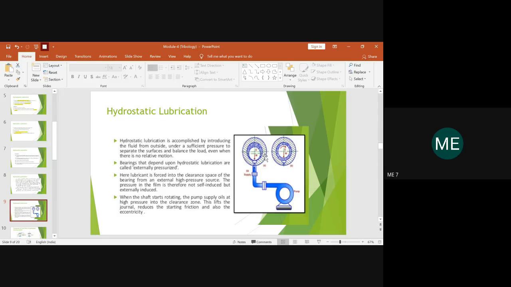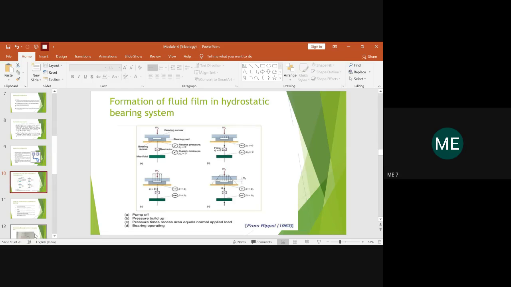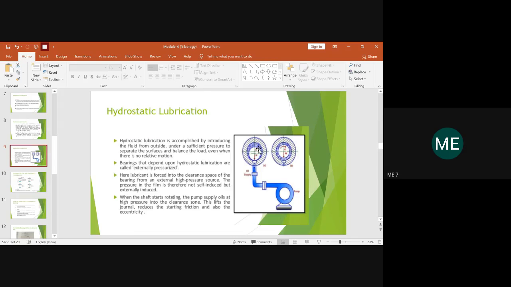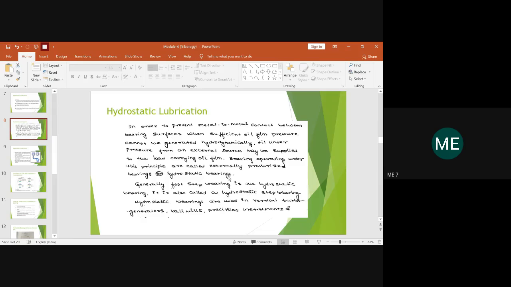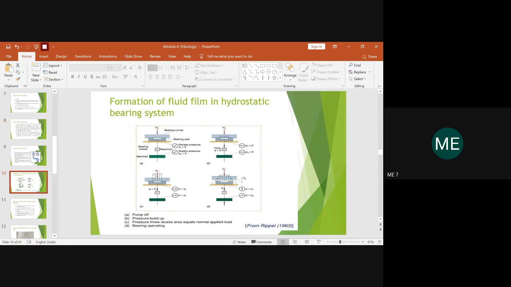So now almost the concepts of hydrostatic lubrication are clear enough. So now we should associate this concept of hydrostatic lubrication to our bearing system, and hence it is nothing but the hydrostatic bearing system. I told you that it has two names, hydrostatic bearing as well as hydrostatic step bearing. You'll come to know why the name step bearing has been given a little bit later.